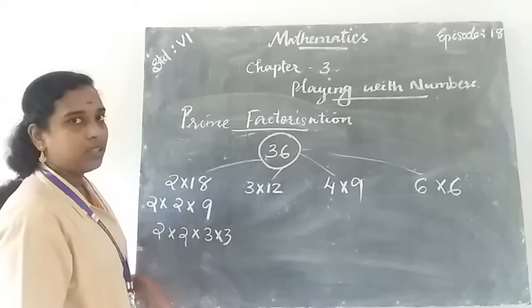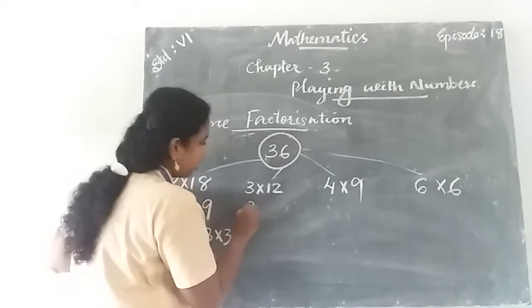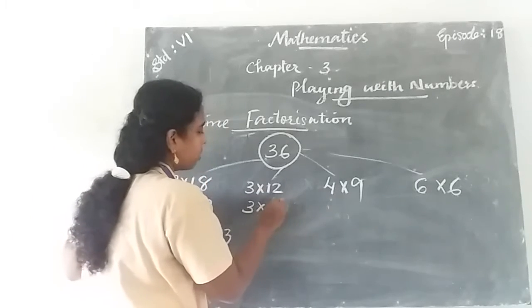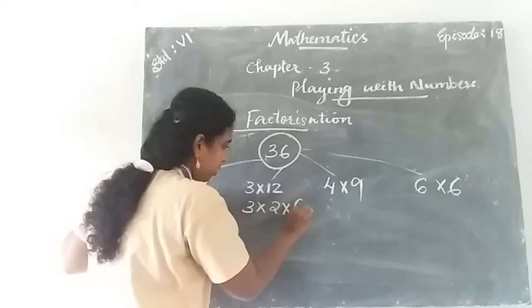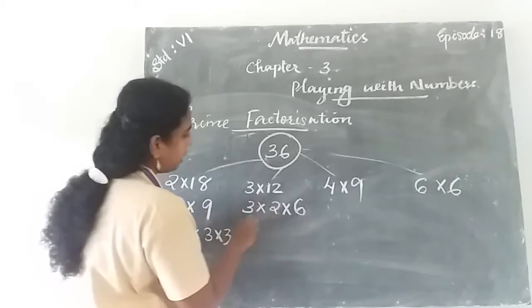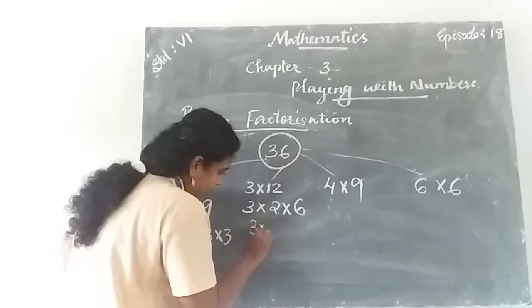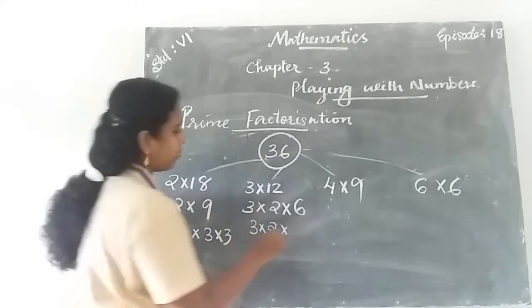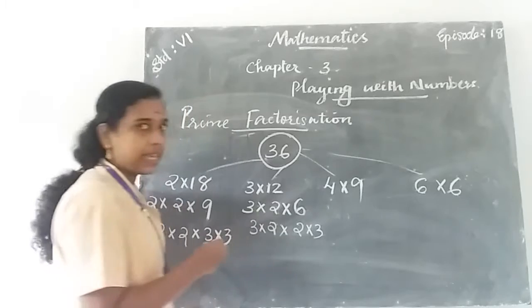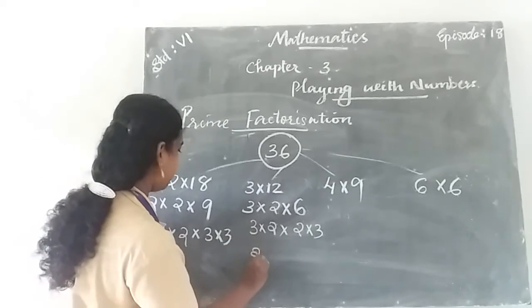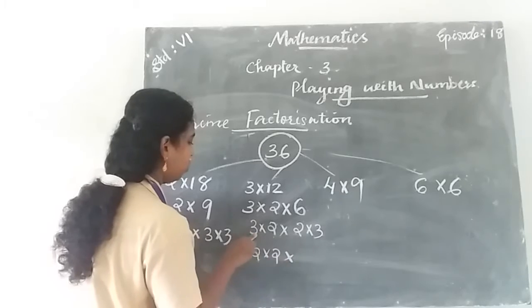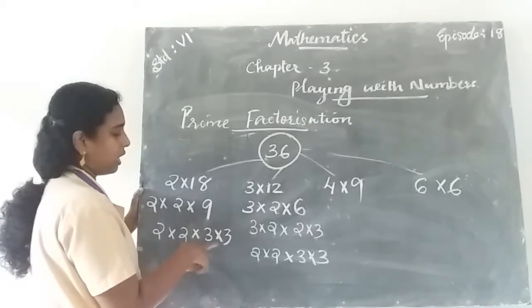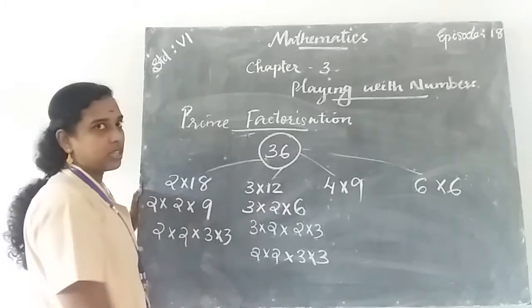And the next way, 3 into 12. Here 3 is a prime number. 12 can be written as the product of 2 into 6 or 6 into 2. Then 3 and 2 are prime numbers, so we write 3 and 2 here. Then 6 can be factorized as 2 into 3. Then we write in order 2 into 2 into 3 into 3. So we get the same answer, and this is the prime factorization of 36.